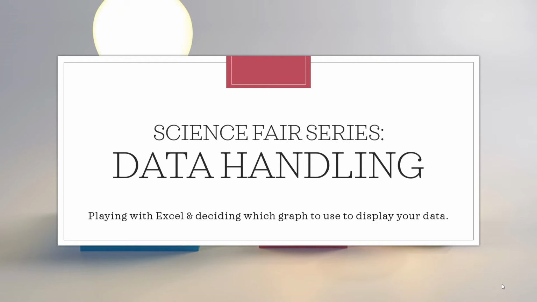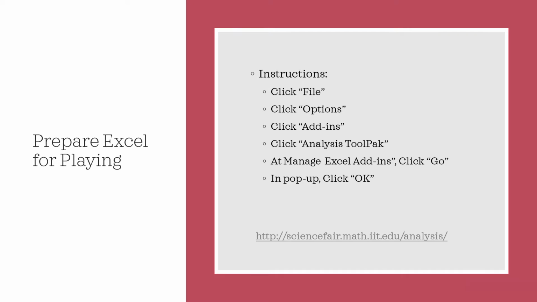Last time we were talking about the central tendency of your data and what that means. We were using darts to describe it, where in the center of your data is the mean, median, and mode. And then the distribution of data, what it looks like, and using terms like accuracy and precision in order to describe the distribution of the data. Today, we're going to talk about playing with Excel and deciding which graph type to use to display your data.